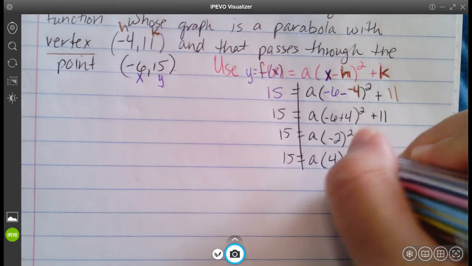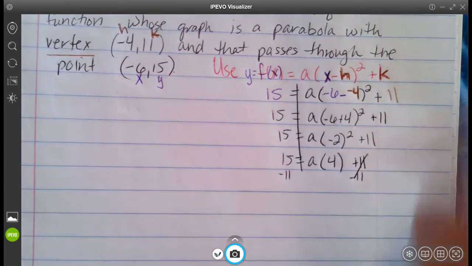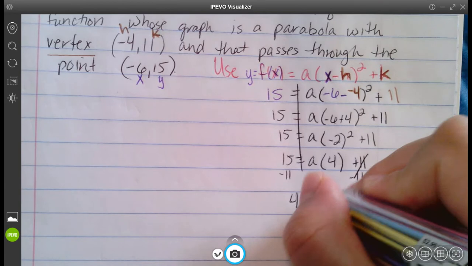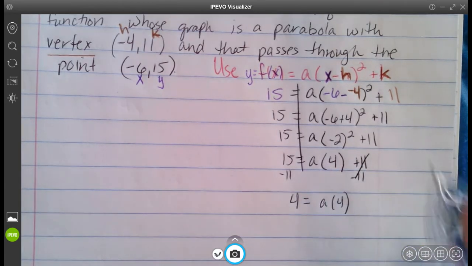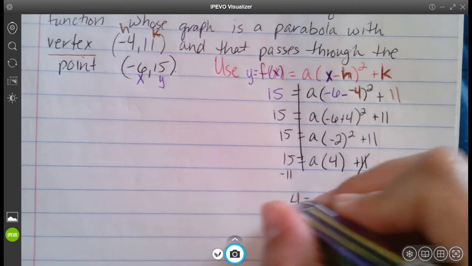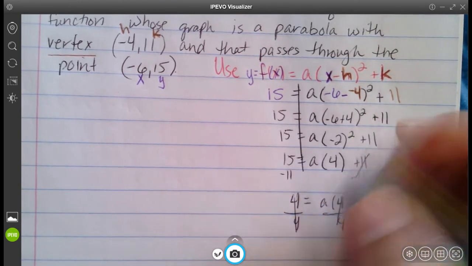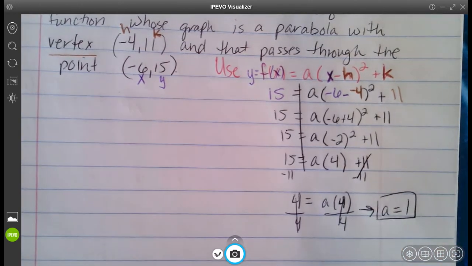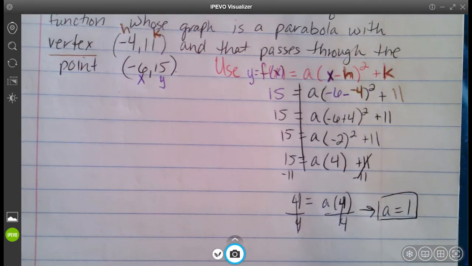We're almost done. Let's subtract 11 from both sides. 15 minus 11 is 4. We wanted to get a by itself to solve for it, so in this case we divide both sides by 4. So a is equal to 1, which means there is no vertical stretch and no vertical compression, it's just 1.